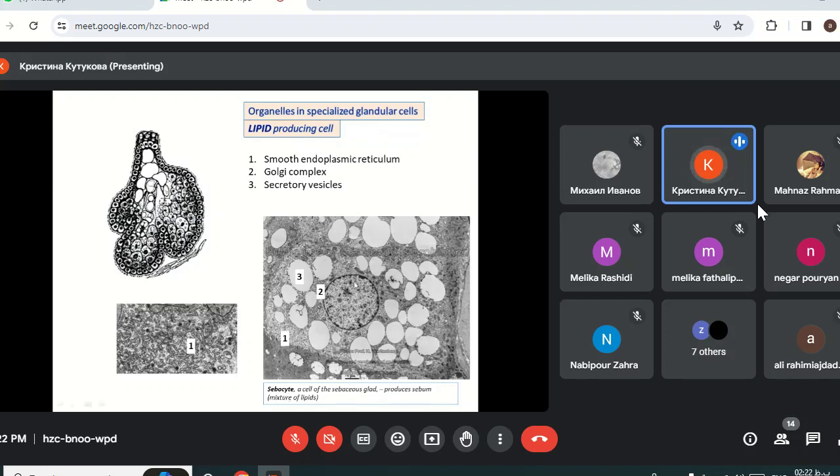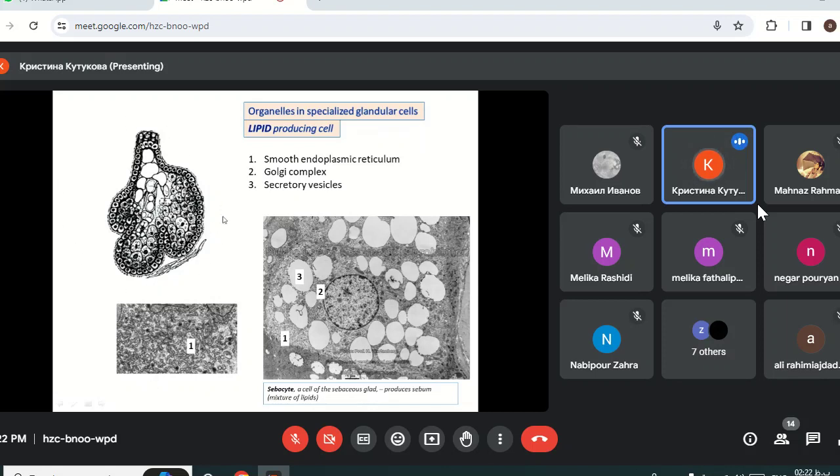So this cell has a nucleus, it is here, and cytoplasm. In the cytoplasm, a lot of secretory vesicles, number 3, filled with lipids. And in the cytoplasm, here, we will have a lot of smooth endoplasmic reticulum. In this picture, left part, we have smooth endoplasmic reticulum.